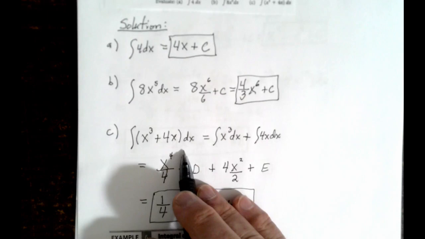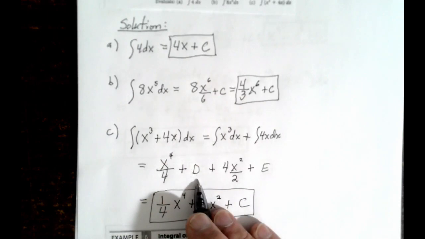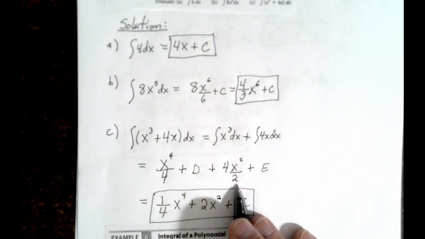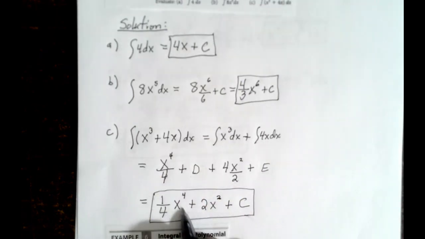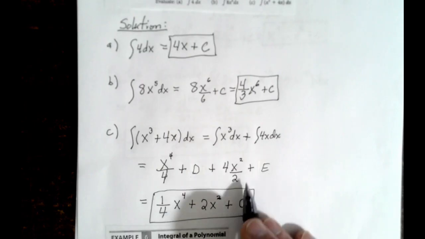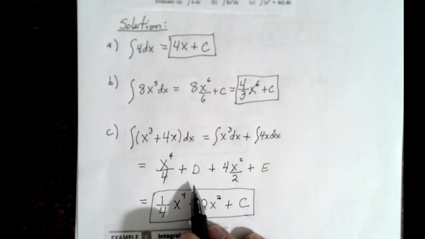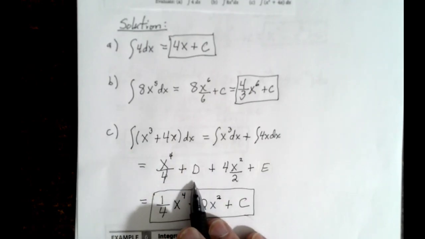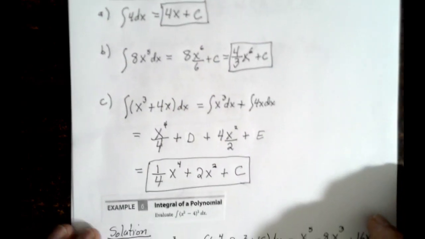And the integral of each one of these is x to the 4th over 4 plus some constant d, plus 4x to the 2nd over 2 plus some constant e. And this becomes 1/4 x to the 4th. This becomes 2x to the 2nd. And you can combine these two constants to just label it a new constant of c. When you've got different constants for different integrals, we tend to use capital letters. And we usually start with c, then we can go d, e, f, g, or as high as you want.